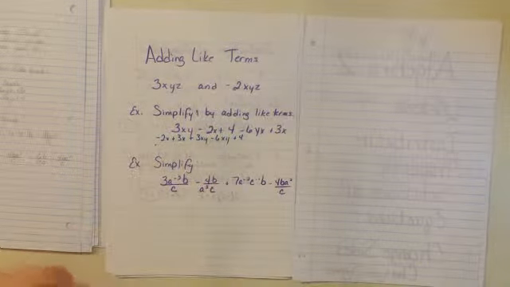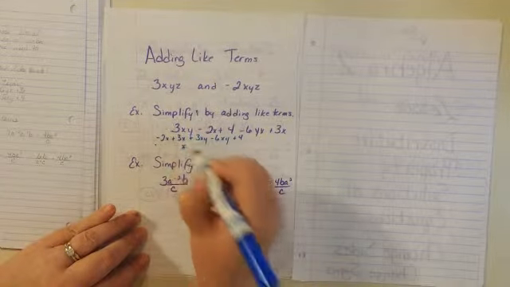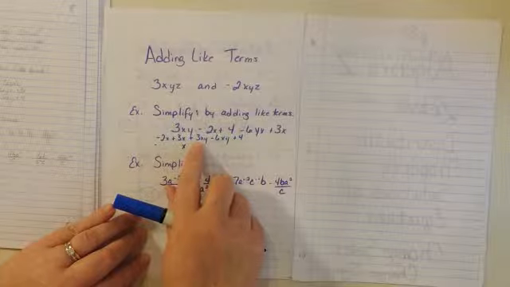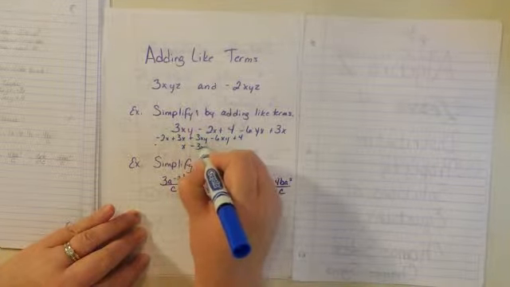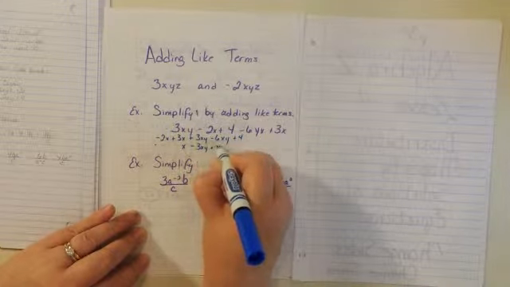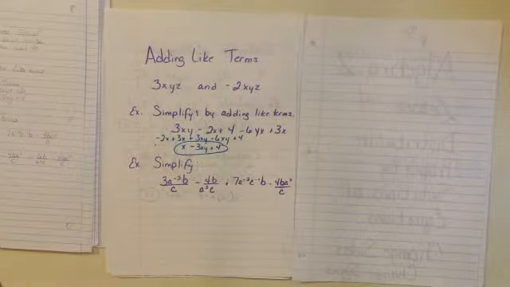Okay, now we can add the like terms together. Negative 2x plus 3x is just x. 3xy minus 6xy is minus 3xy. And plus 4. Don't lose your plus 4. Okay, that's it for that one.